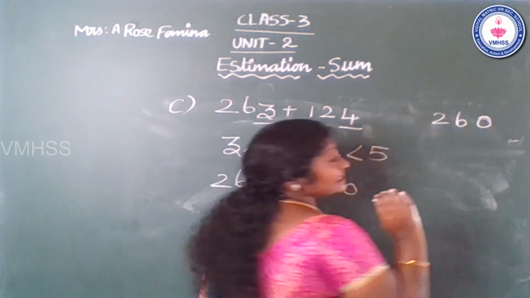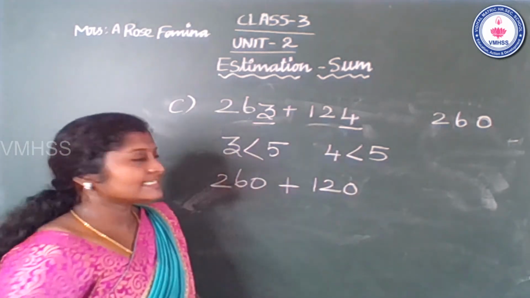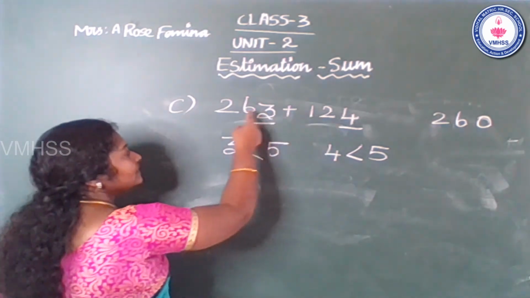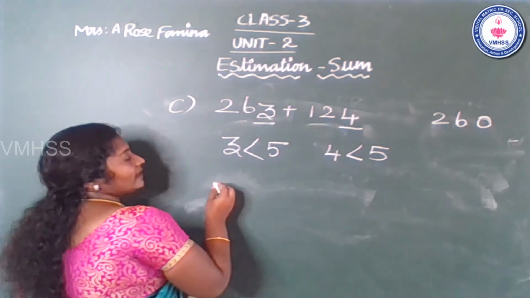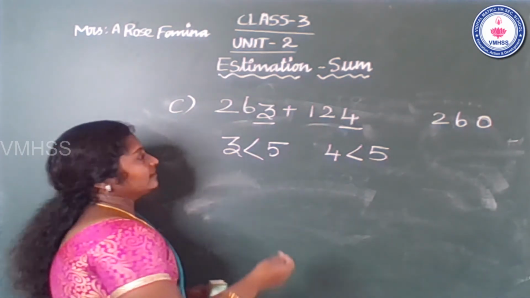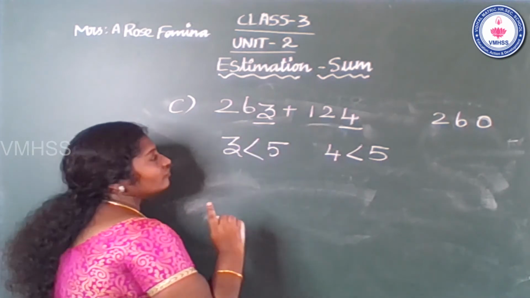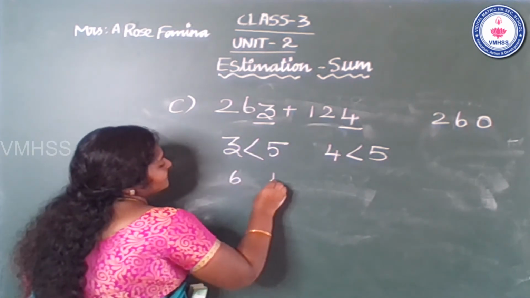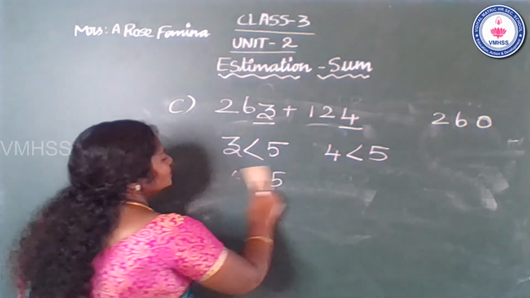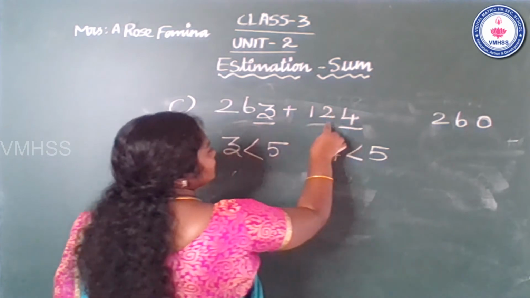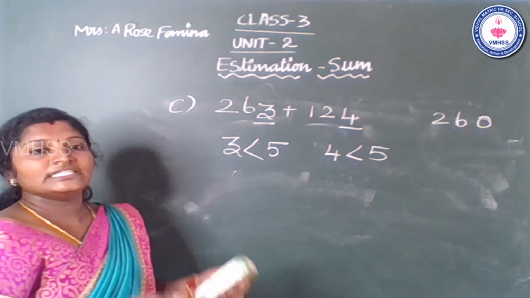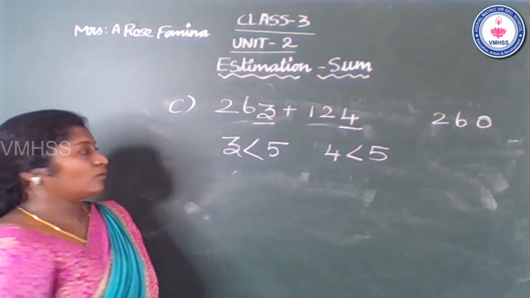260. Nearest 100 means you see the second number, 6 and 2. If nearest 100, 6 compared with 5, 6 is the greater number, so the rounded value is 300. This number 124 has a 2, so rounded to the nearest 100 it means 100. This is the nearest 10.